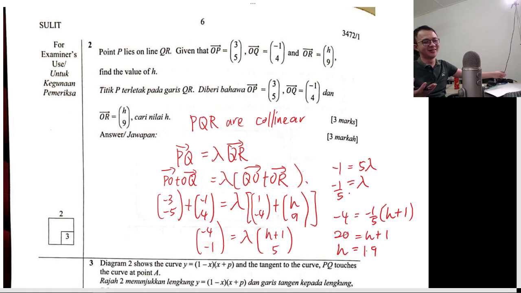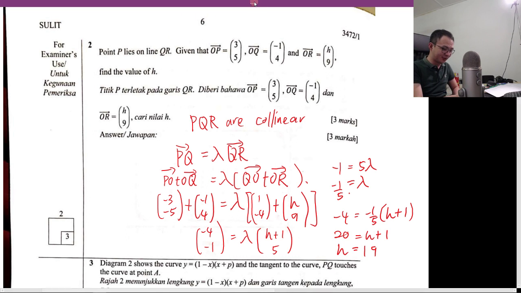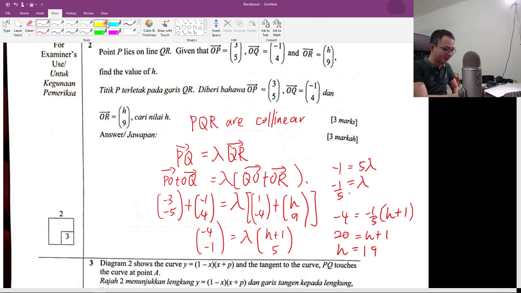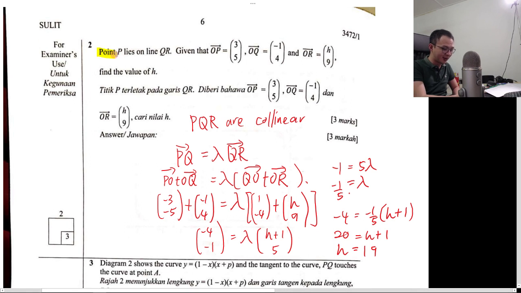And this is correct. Why PQR? Because the question says, do you read the first sentence? The first sentence says, point P lies on QR. So that means it can be PQR or QPR or PRQ, it doesn't matter. The most important thing is that they are collinear.